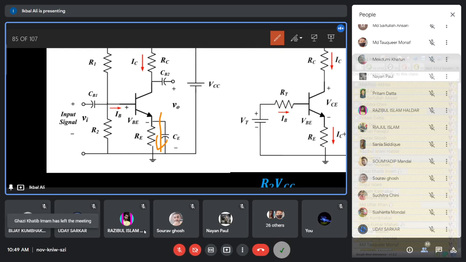Suppose the collector current has increased due to the temperature fluctuation. Then what will happen? The collector current is flowing through the RE resistance. Then the voltage drop across this RE resistance will increase, because the collector current is flowing through this RE resistance. If the collector current is slightly increased, then the voltage drop across the RE resistance will increase.